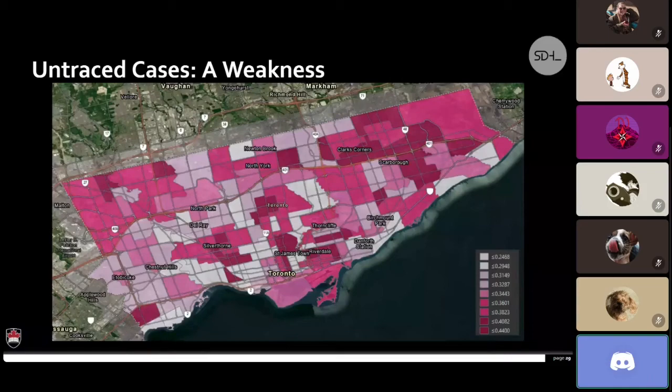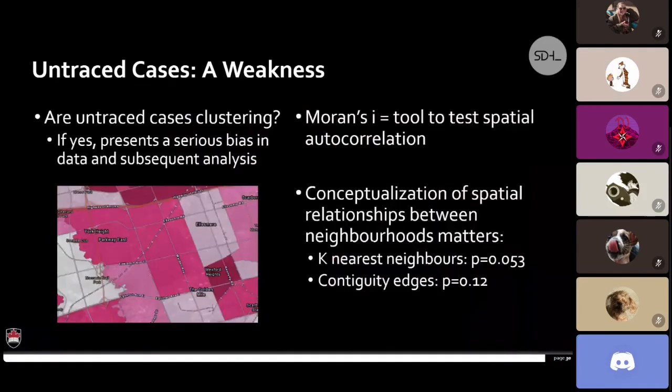Next slide, please. So one of the things that needs to be assessed is whether these untraced cases are really clustering. And what that shows is it's a reflection of where the public health unit is really directing its resources to, how they're prioritizing certain cases. So I'm testing this using the Moran's I statistic, and this will test spatial autocorrelation in this subset of the data.